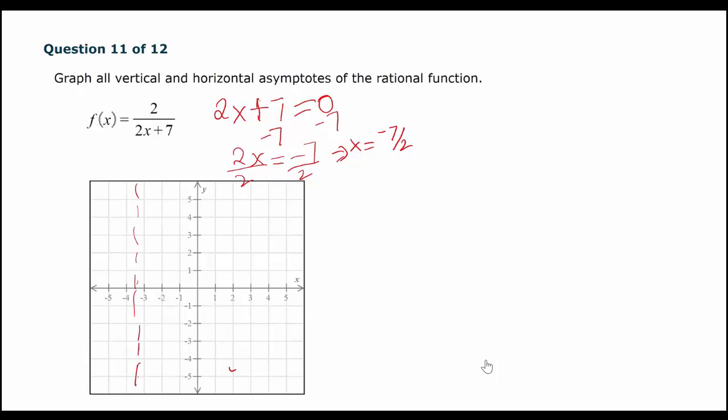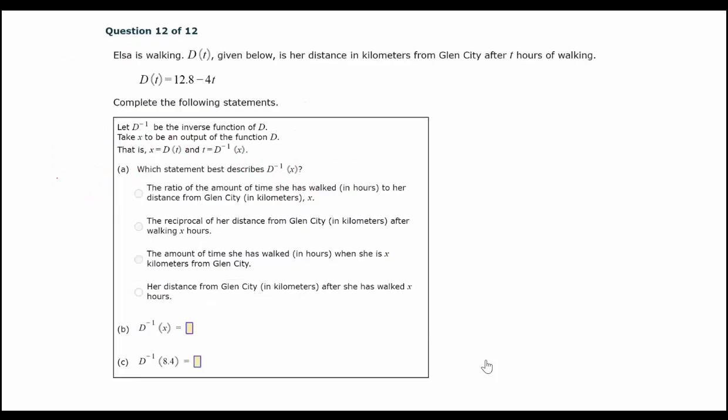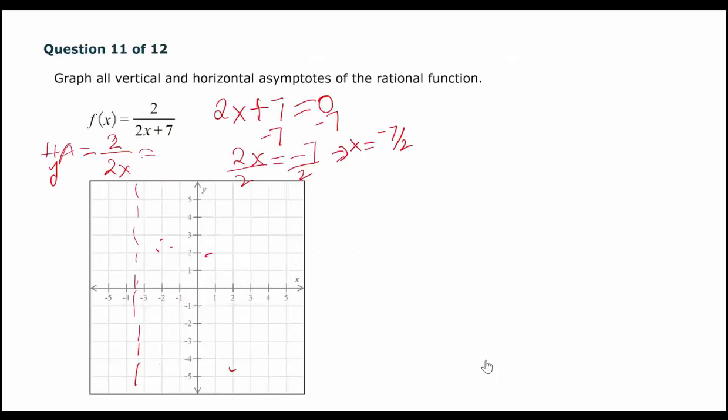Next is the horizontal asymptote. To calculate the horizontal asymptote, we take the leading term from the numerator and the leading term from the denominator. Then we solve y equals, after you simplify this, if the x is left in the denominator, then y equals 0 is the horizontal asymptote. So the x-axis is the horizontal asymptote.